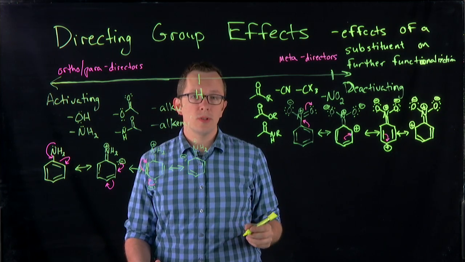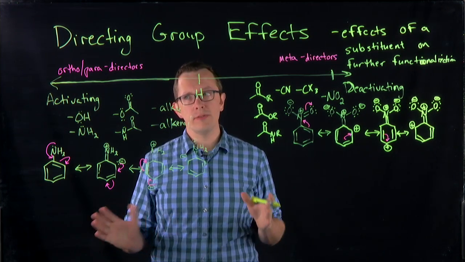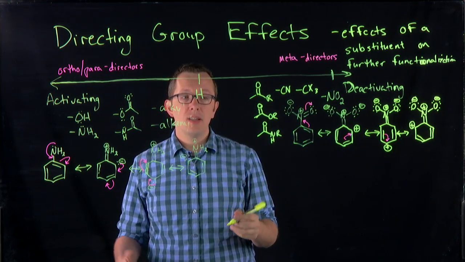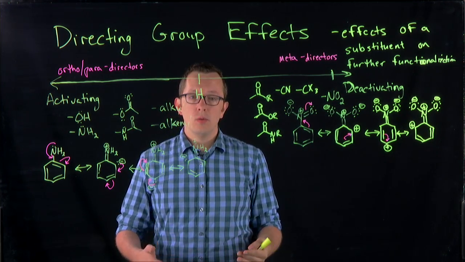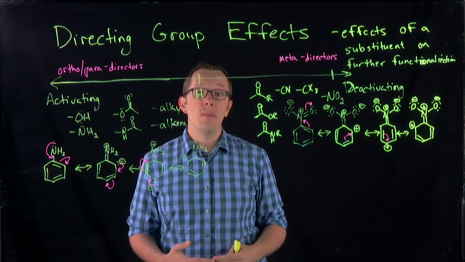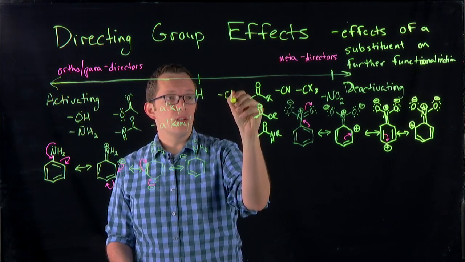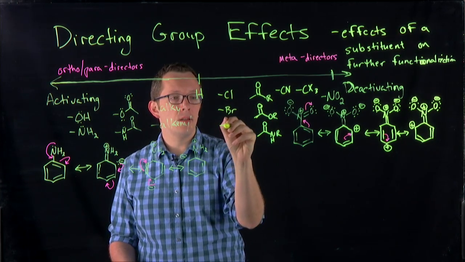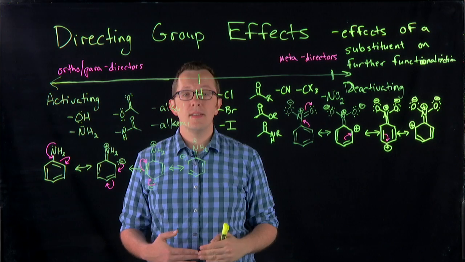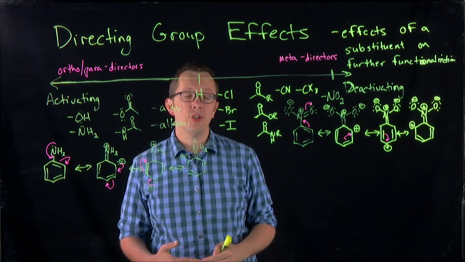series of functional groups we're going to talk about are the halogens. And the halogens sort of are somewhere in between. They are going to be deactivating because of their electron withdrawing nature, because they're so electronegative. They're pulling electron density away by induction. So things like chlorine, bromine, and iodine. All of these pull electron density away from the benzene ring by induction.